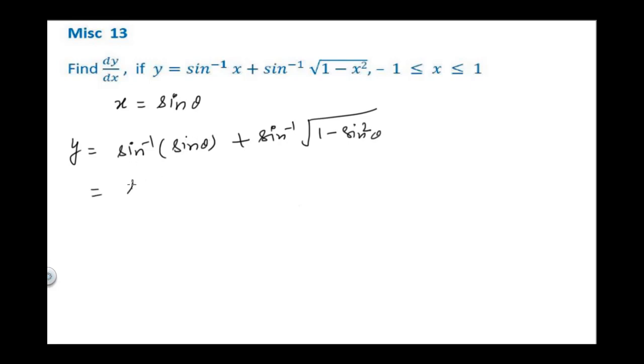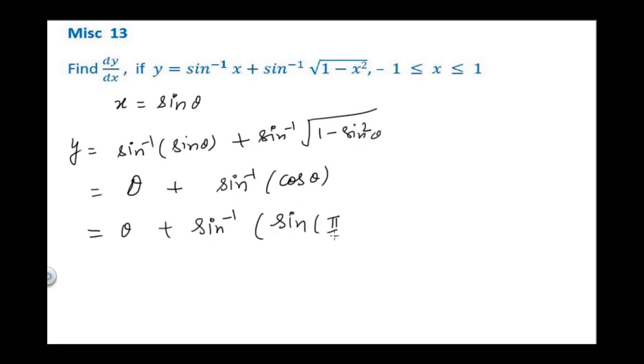Sine inverse of sine theta will give us theta only, plus sine inverse of, we will have 1 minus sine square theta, which is cos square theta. With the under root, the square will get cancelled. We just have cos theta. Now to solve it, we should have sine inside. We can convert cos into sine by writing sine of 90 minus theta, right?